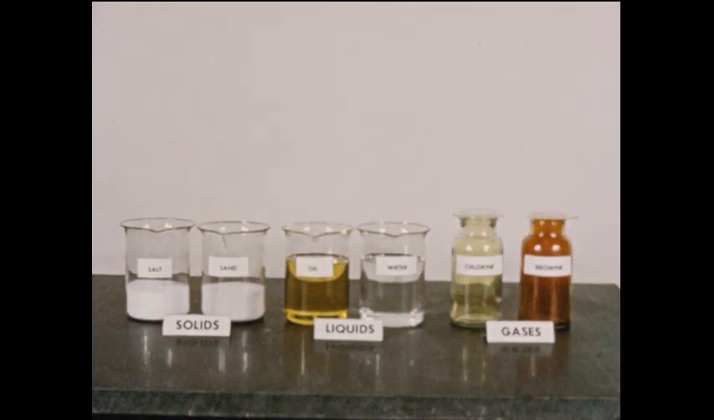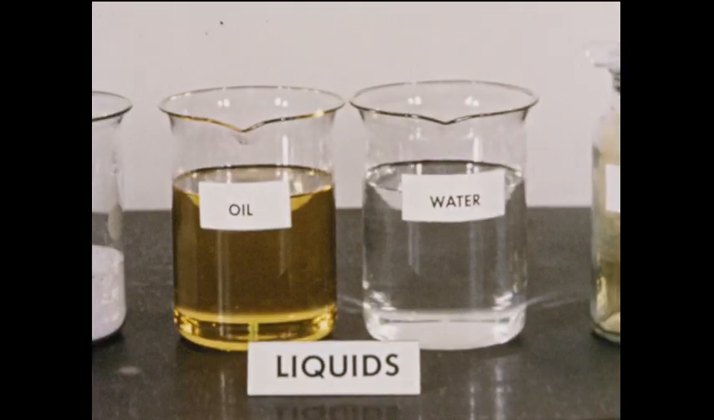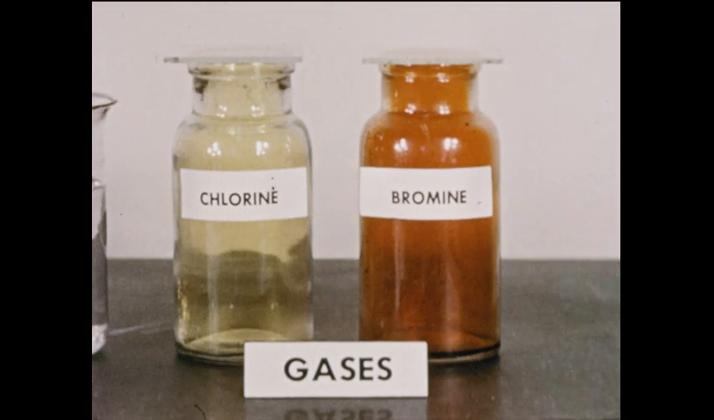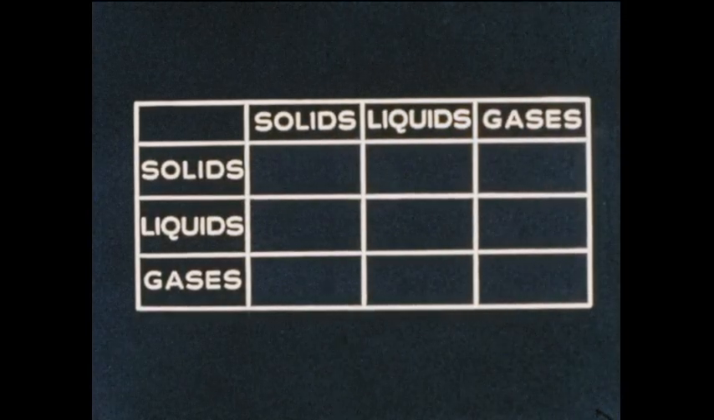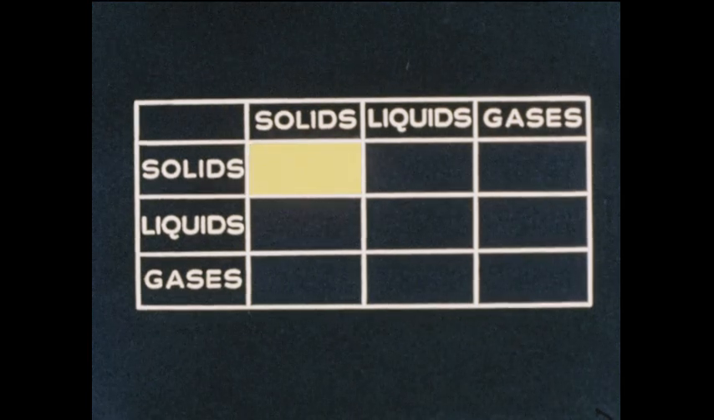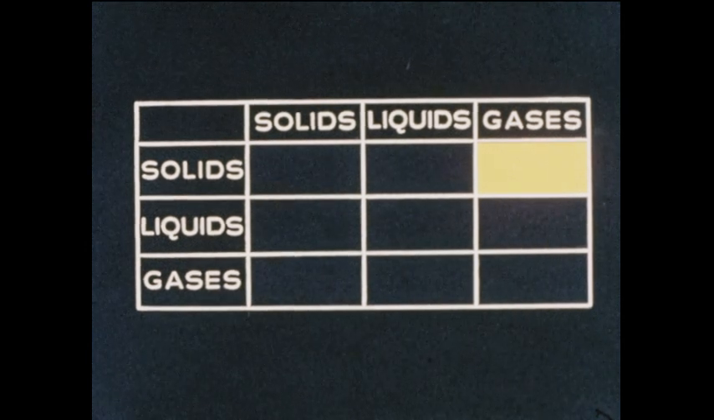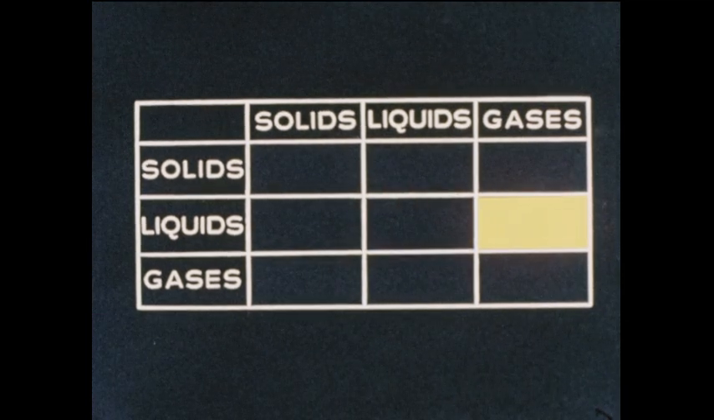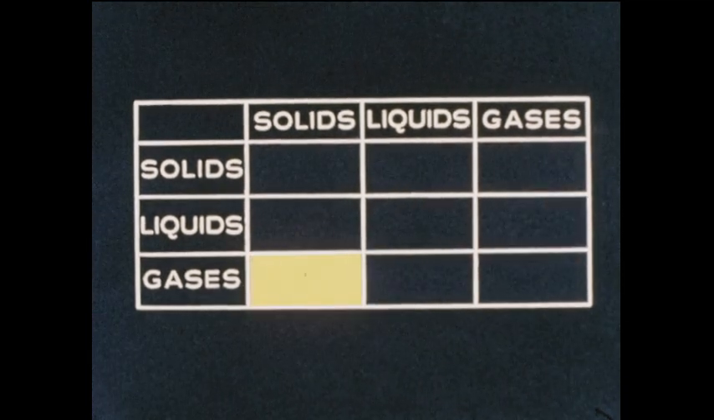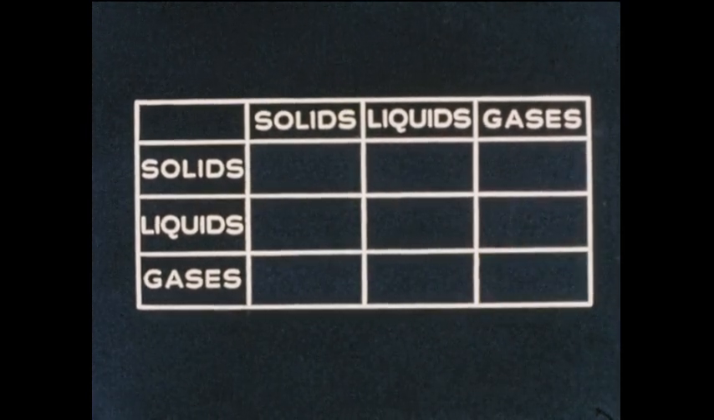We know that matter can exist in 3 states: as solids, liquids, or gases. Any one state can be dispersed in any other, so there are 9 possible pairs of dispersions. Solids dispersed in solids, in liquids, in gases. Liquids in solids, in liquids, and in gases. Gases in solids, in liquids, and in gases. Let's see examples of each pair of dispersions.